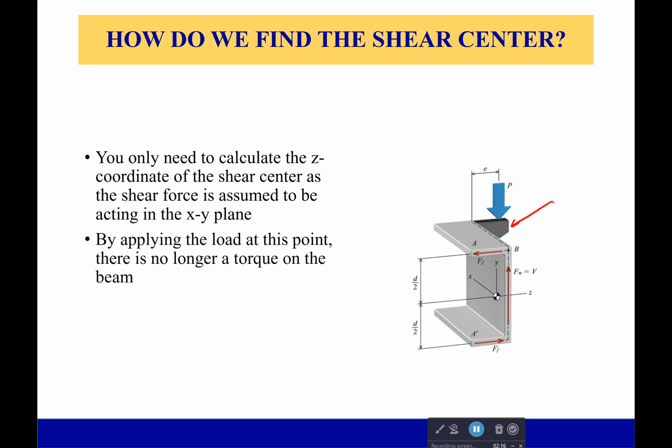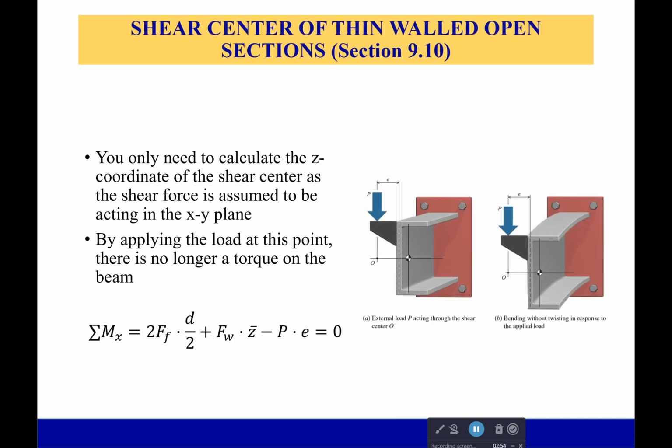So if we apply the load at this point, there's no longer a torque on the beam, and you can just calculate by looking and saying, okay, well, the sum of the moments around the x-axis is going to have to be equal to 2 times the force in the flange times d over 2, plus the force in the web times whatever the z-coordinate of our centroid is, and then subtracting off of that P times the eccentricity. And hopefully with that you will be able to solve for this. And when you do that, glorious day, it no longer causes any twist.